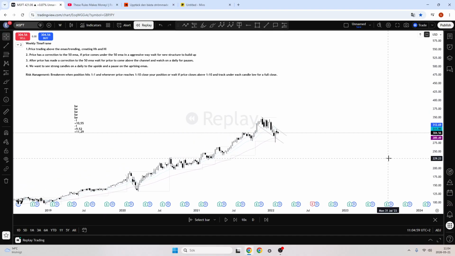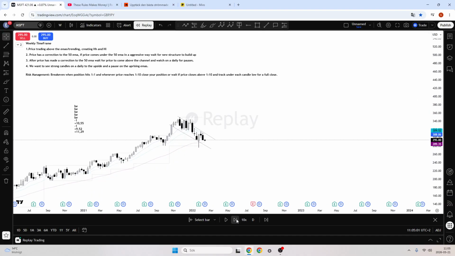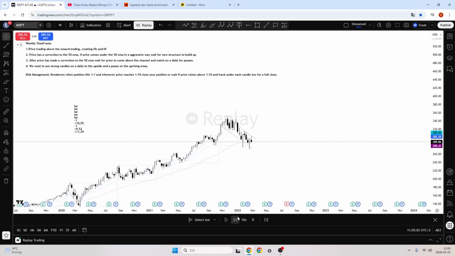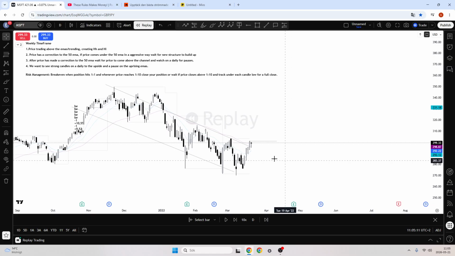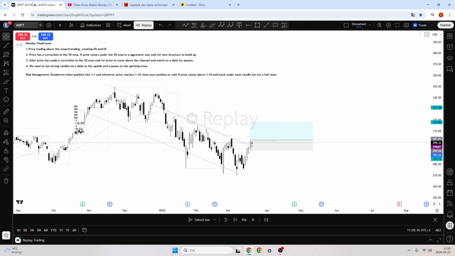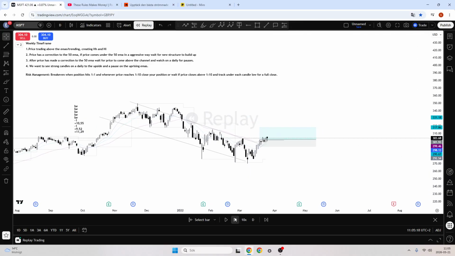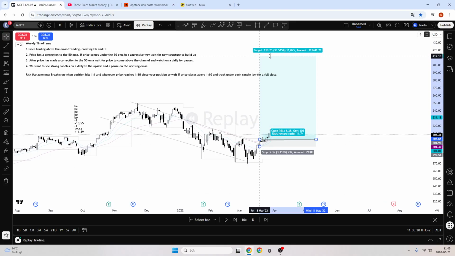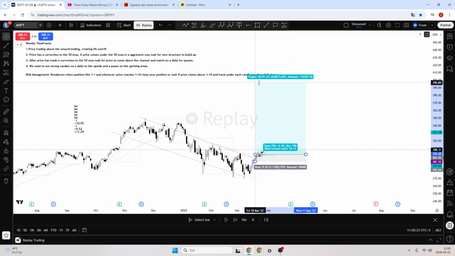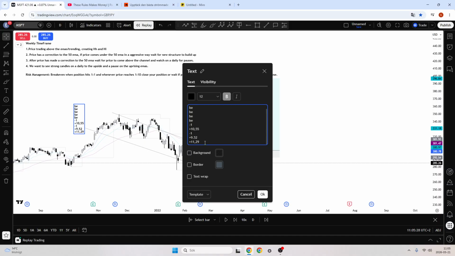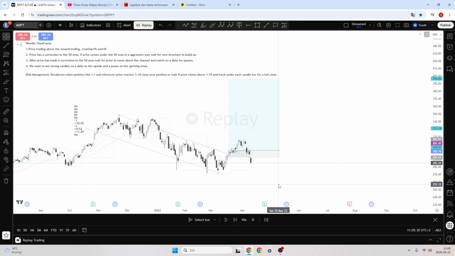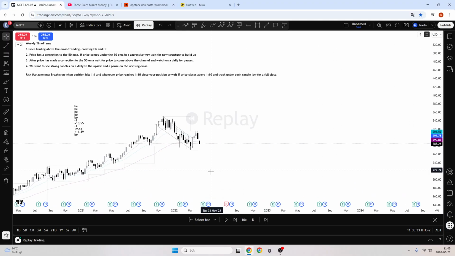Creates this channel again. Gets above the channel. Actually pausing very nicely right here. So we would simply throw a buy stop at these points right here. Wait to get tapped in, wait for our 1 to 10, or break even. Whole position fails.